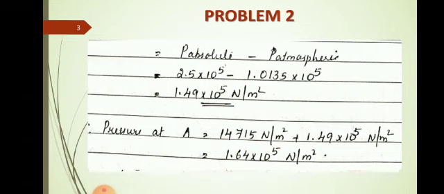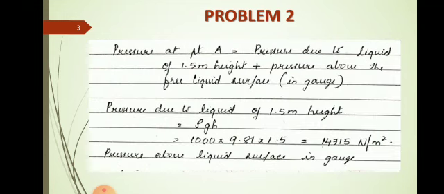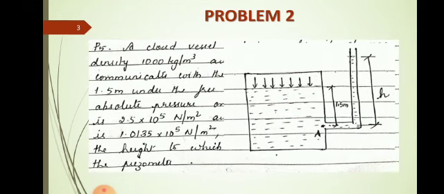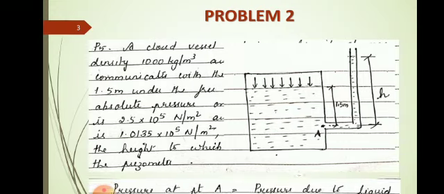Okay, so here you are not asked to find out the pressure at A, you are asked to find out the height up to which the liquid will be rising if a piezometer is connected to point A. So now we know the pressure at point A. So what will happen if a piezometer is connected at point A? What will happen means to what height the liquid will rise. So how will you find it out?